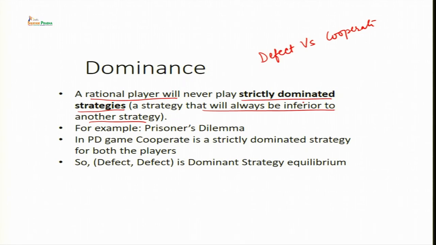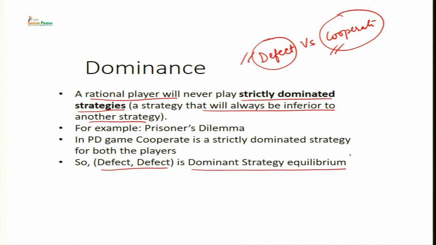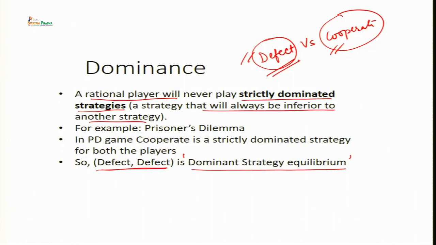So, we can see in this prisoner's dilemma, as I already told, that cooperate is a strictly dominated strategy. So, a player will never play cooperate and will always play defect, and the same is true for both the players, that means both players will play defect. So, we can say that defect comma defect is the dominant strategy equilibrium. If we see which outcome is the equilibrium of this game, it is defect comma defect. Why? Because the other option cooperate is strictly dominated, and for the purpose of this lecture, I can call it the dominated strategy. So, this gives lesser payoff compared to the dominant strategy, so a rational player will never play cooperate. This is true for both the players, so both players will play their dominant strategy, which is defect. So, the outcome defect comma defect is the dominant strategy equilibrium. I hope it is clear.